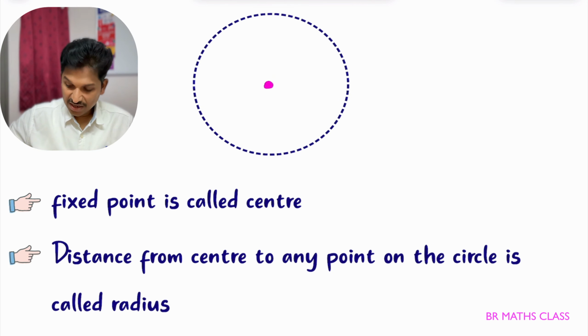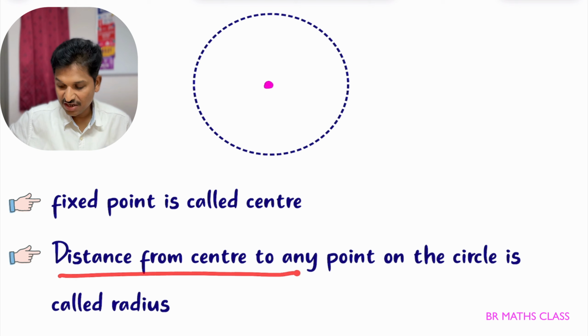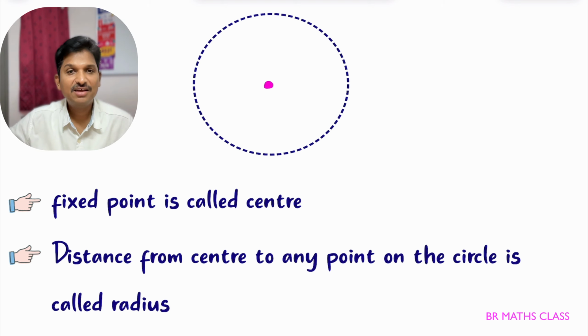You see here, the same thing I have written. The fixed point is called the center of the circle. The distance from the center to any point on the circle is called the radius. You learned the definition of a circle, what the center is, and what the radius is.